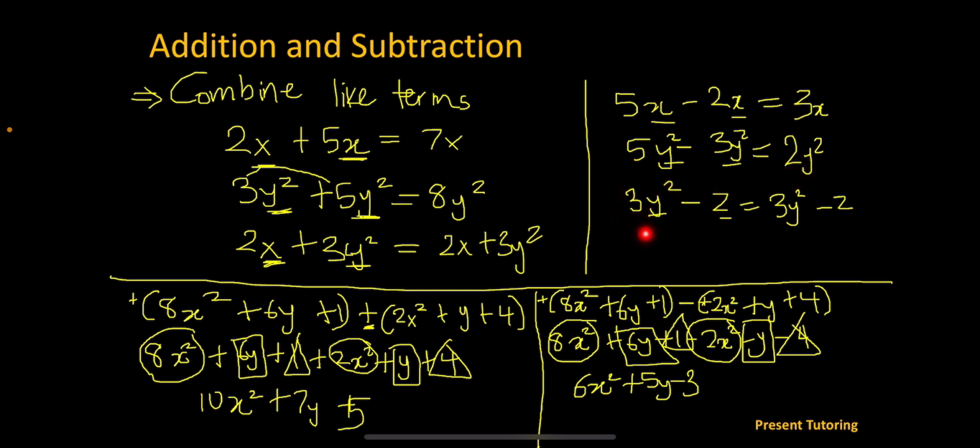But then if you have 3y squared minus z, there isn't really anything that is closely related between these two, because the variable letter here is y, the variable letter here is z. So there is no relationship, so they will not go through with any like subtraction.